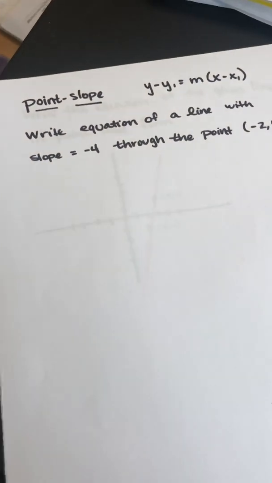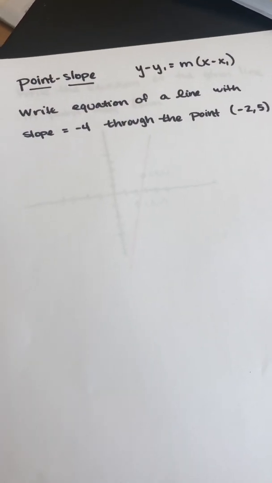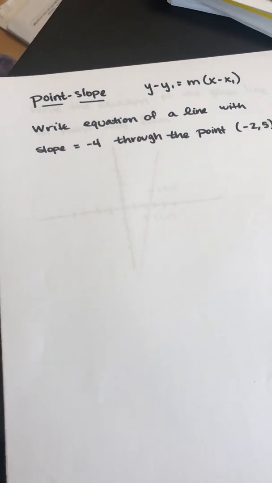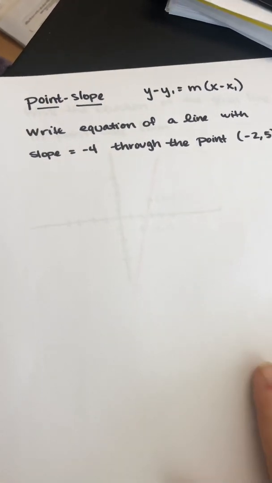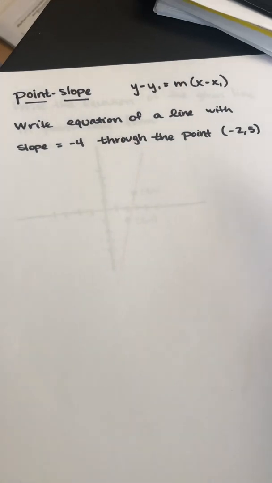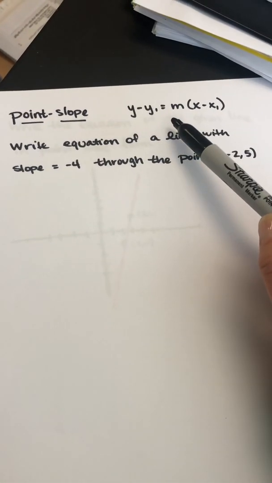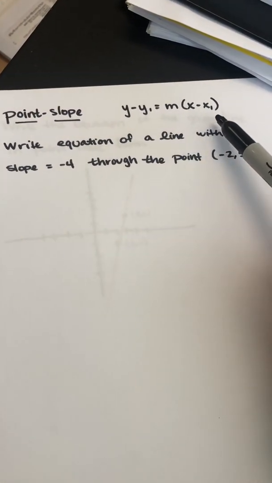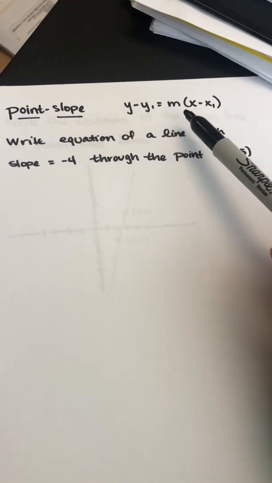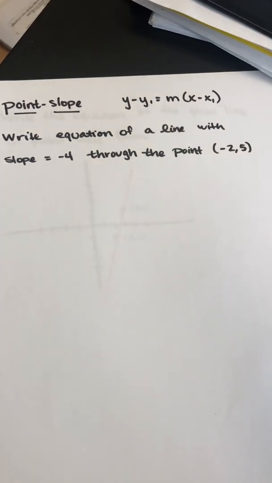Hey everybody, I want to give you a reminder about what we did in class today with the introduction to point-slope form of a linear equation. So keep in mind the formula is y minus y sub 1 equals m times x minus x sub 1, where m stands for the slope and your x sub 1 and y sub 1 just stands for any point that's on your line.